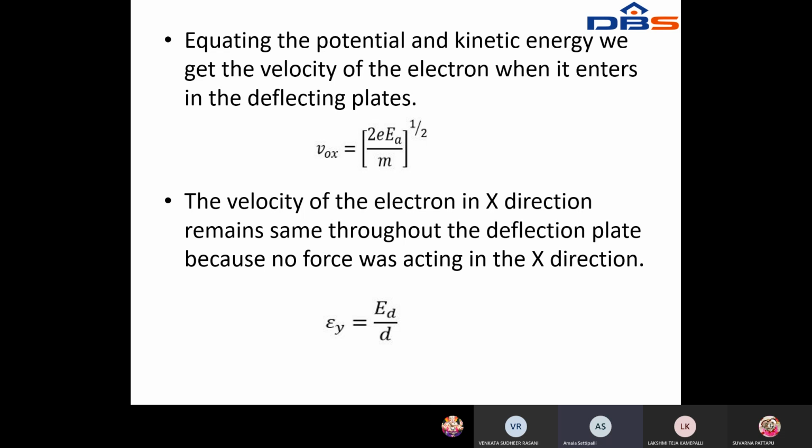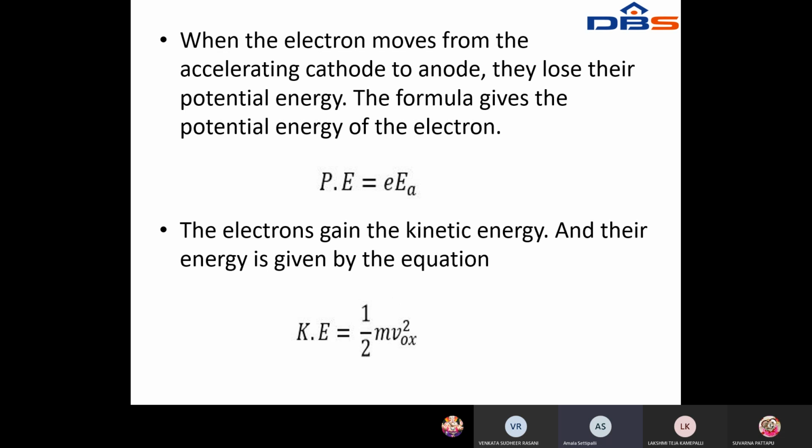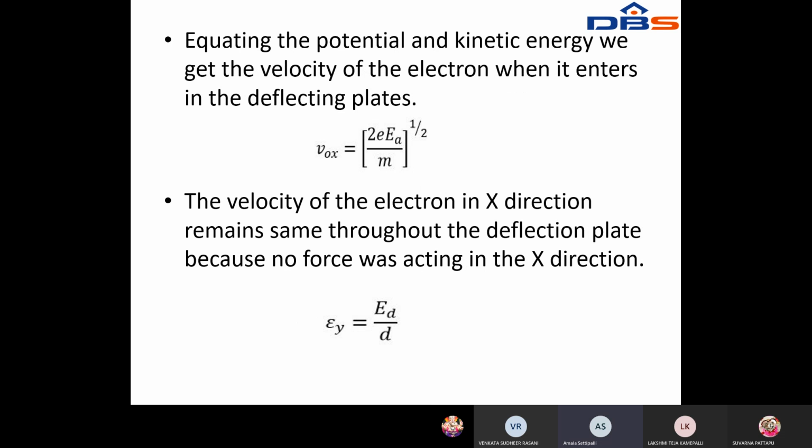Equating the potential and kinetic energies, you get the velocity of the electron when it enters the deflecting plates. Whenever you equate these two, what are those two? eV equals half mv squared. At that time you can get v, the velocity of the electron, given by vx equals (2eVa/m) whole to the power of 1/2.